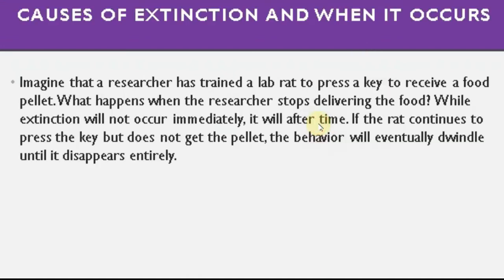Next would be causes of extinction and when it occurs. Imagine that a researcher has trained a lab rat to press a key to receive a food pellet. What happens when the researcher stops delivering the food? While extinction will not occur immediately, it will after time. If the rat continues to press the key but does not get the pellet, the behavior will eventually dwindle until it disappears entirely. Okay?